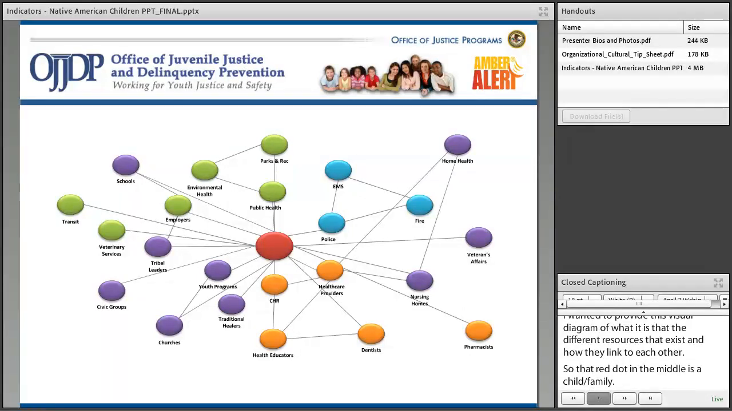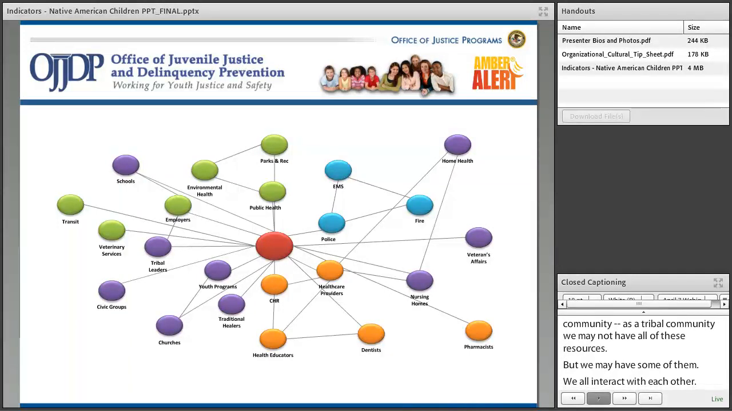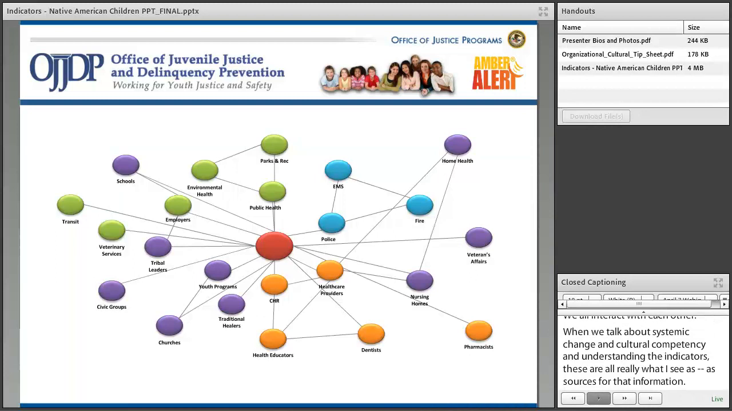But we all interact with each other, and when we talk about systemic change, and cultural competency and understanding the indicators, these are all really what I see as the sources of that information. And hopefully in looking at this diagram, you can see the importance of increased collaboration and sharing of information to further understand what indicators might be in your own community.